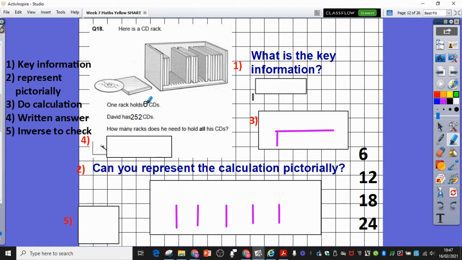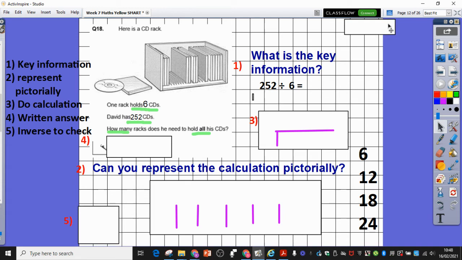Okay, so one rack holds 6 CDs. So I know that for each rack that he's got, 6 CDs will fit in. And he's got 252 CDs, which he's going to have to put into racks. How many will he need? How many will he need to go to the shops to buy in order to accommodate these 252 CDs? So how many racks does he need? How many does he need to hold all his CDs? So key information here underlined.